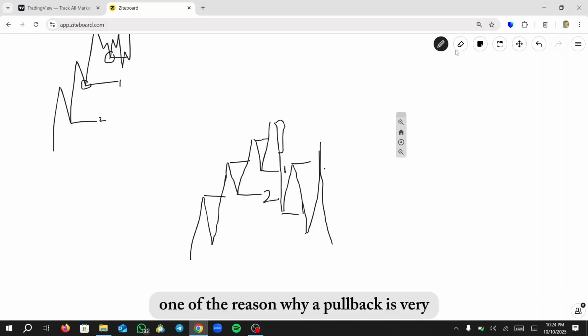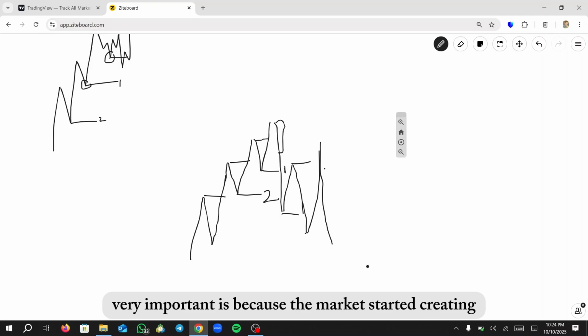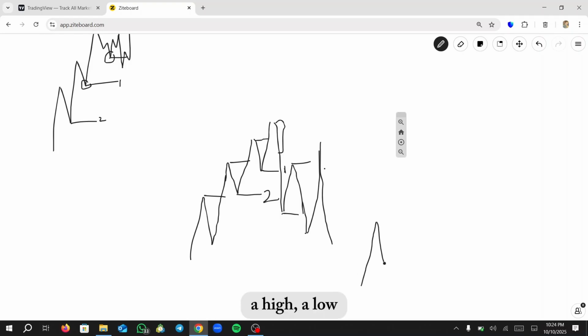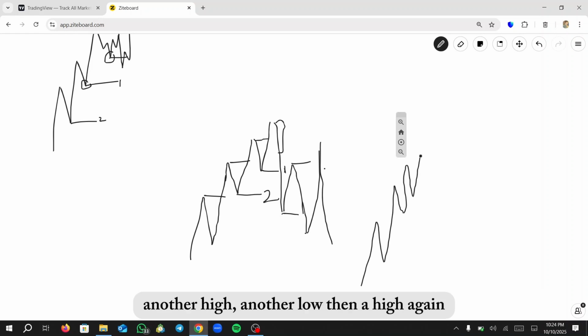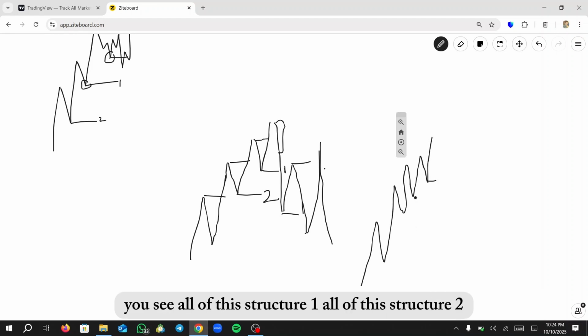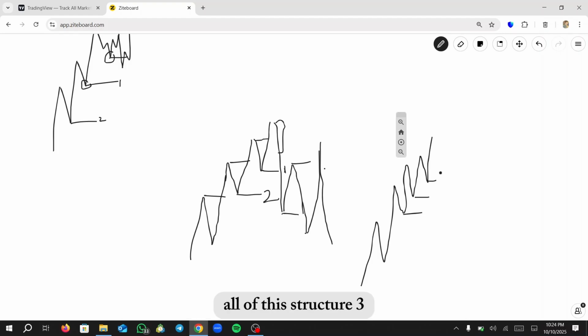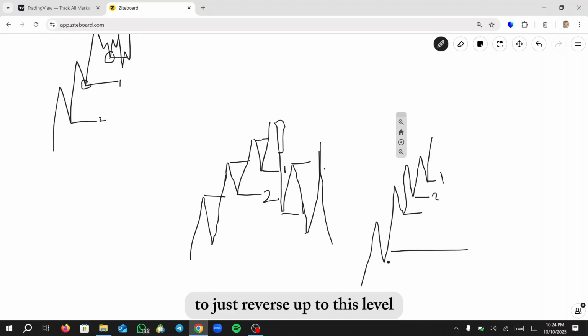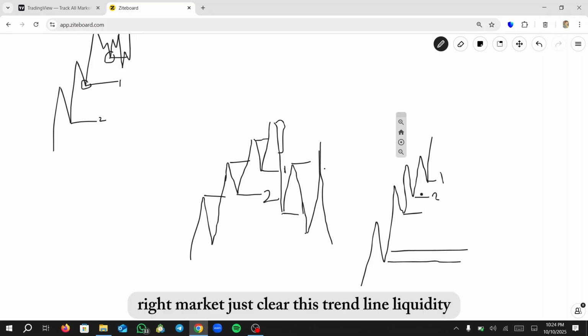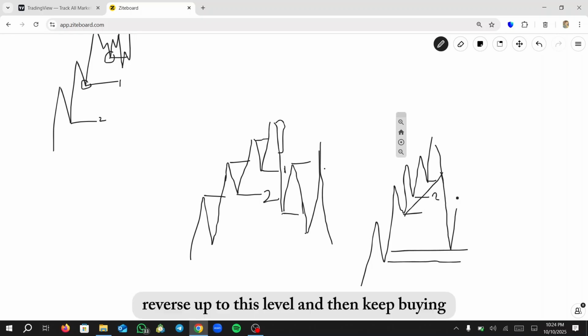Here is another reason why a pullback is actually very important. The moment the market started creating a high, a low, a high, a low, and we have a high, a low, another high, another low, then a high again, you see all of this structure 1, all of this structure 2, all of this structure 3. Let's say this 1 and this 2. There might be a distant liquidity, meaning that the market might just be looking forward to reverse up to this level. The market will just clear this trend line liquidity, reverse up to this level, and then keep buying.